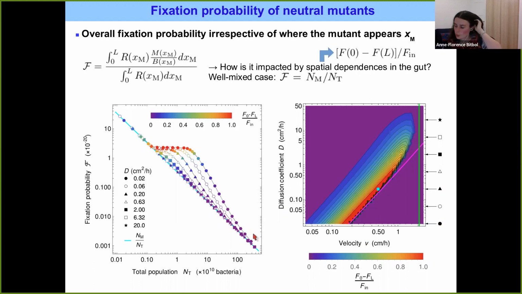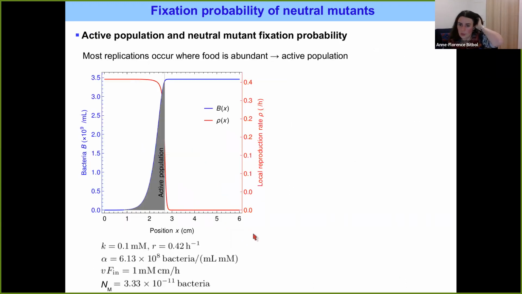Okay, so how can we make sense of this? We introduced a notion of active population in order to make sense of this. The idea is that in this system, we have a region of the gut where almost no division can take place because there is no more food. That's the right-hand side region. And so it means that only the part of the population that is on the left is active, in the sense that it is reproducing.